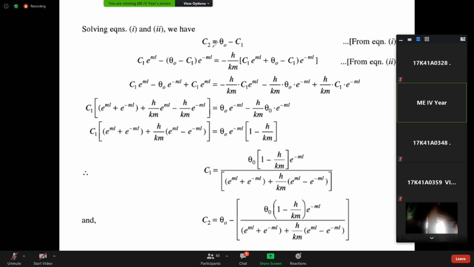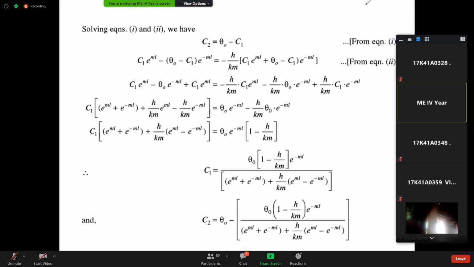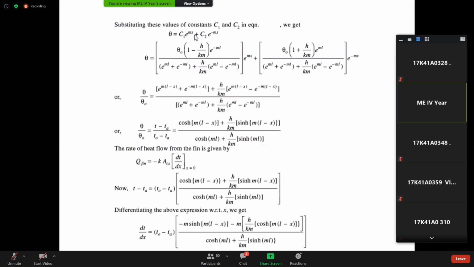Again, C2 is equal to T1 minus C1. In place of C2, I substituted this, and again rearranged the equation. You got C1 as a big equation like this. C2 you will get as something else, because if you substitute this C1 here, you get C2. After substituting C1 and C2, theta is equal to C1 into e power mx plus C2 into e power minus mx. After substituting, you get the temperature profile like this.